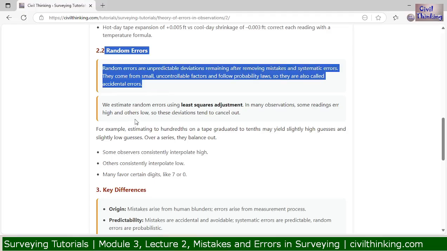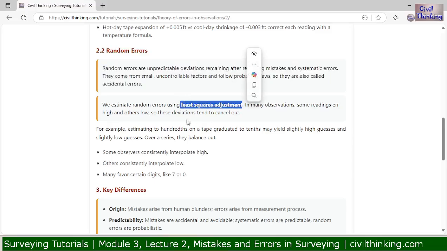I have told you that there is no fixed mathematical model or formula to remove the random errors, but we reduce them using a method called least square adjustment. In some lecture I might talk about this. Basically, there is no fixed mathematical method to remove it.